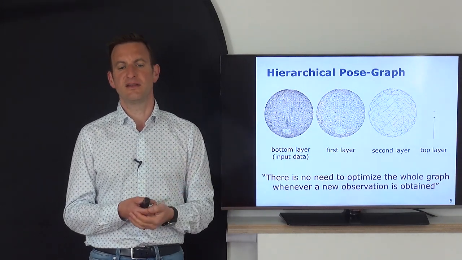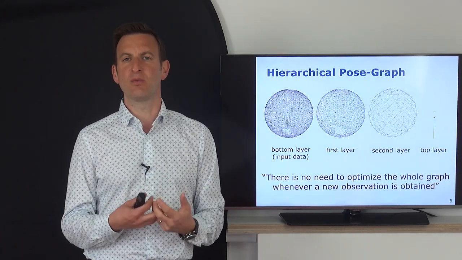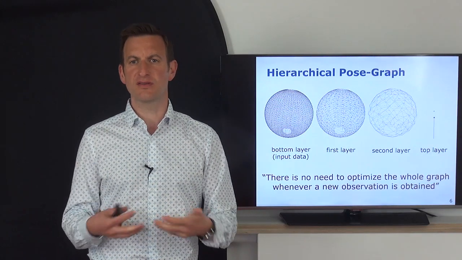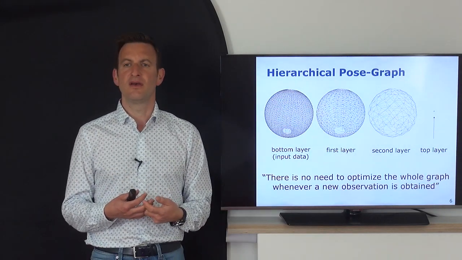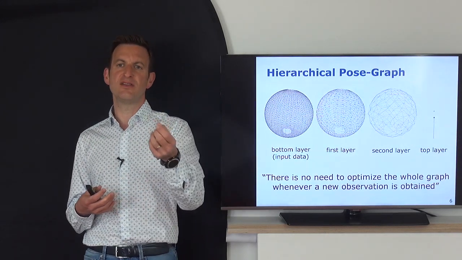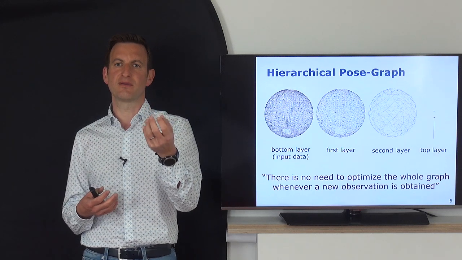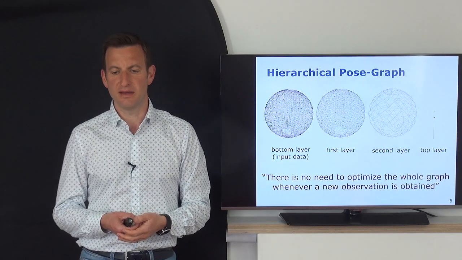And the key insight in here is actually that we do not need to optimize the whole graph whenever we obtain one single new observation. This can be needed in case of a large loop closure, that all nodes are actually affected, but that's actually very seldom the case. So much more often we have the situation that we add a new node, but we actually do not need to change a lot of the graph configuration because this single new observation has very little impact on the other parts.